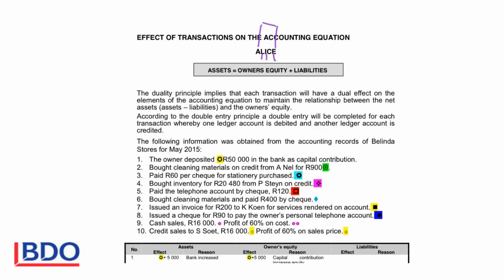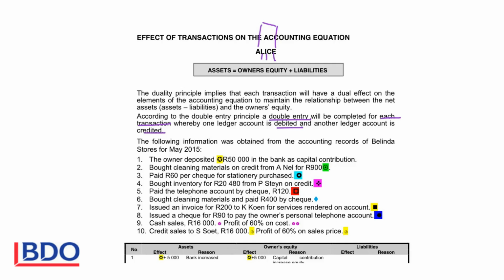equation in three different ways, so that you can see how you have to think out every entry. So the duality principle applies. That means that there must be a dual effect on the accounting equation so that the equation can stay the same, and the relation between assets and owner's equity must be the same. According to this double entry principle, a double entry will be completed for each transaction. So for every transaction that you record, you will debit one account and you will credit another account.